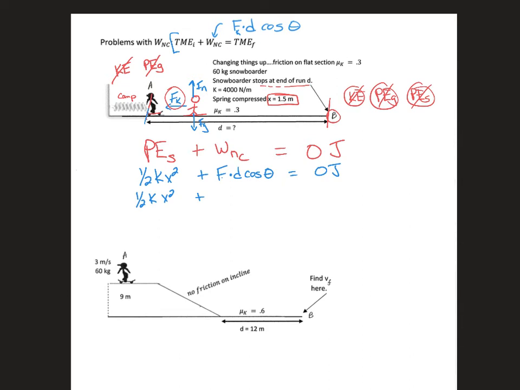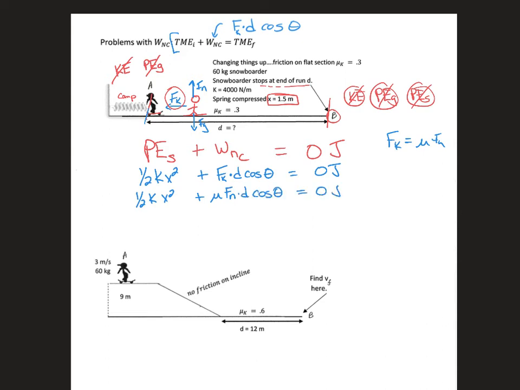So what force are we talking about? Well, it's the kinetic friction force. And the formula for friction, if you quickly remember, is mu times normal. And the mu is known, but we're going to write out the formula first. Mu times normal times distance.